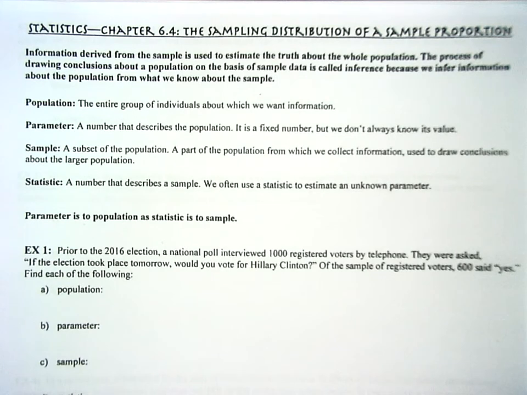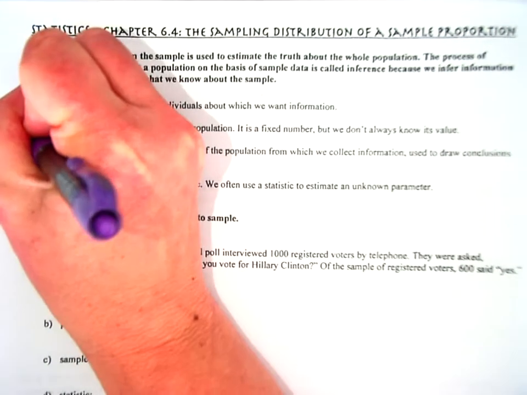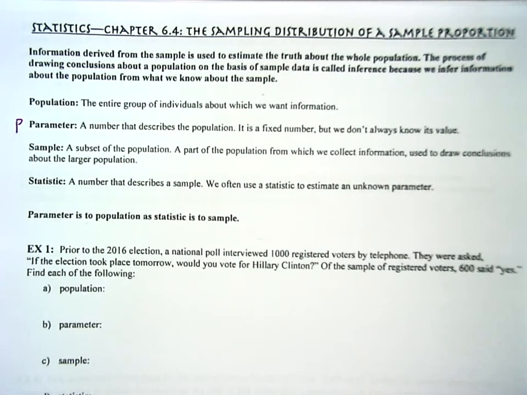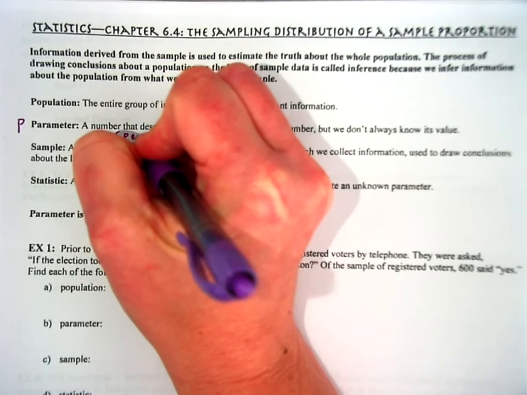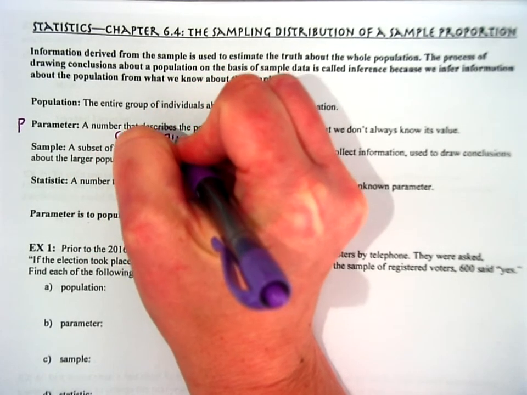So our population, again, this is just a refresher. Our population is the entire group of individuals about which we want information. Our parameter, P, is a number that describes the population. It's a fixed number, but we don't always know its value. Sometimes we talk about it as the population proportion, the proportion of the population that feel a certain way about whatever issue we're talking about.